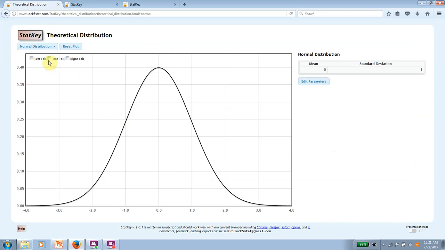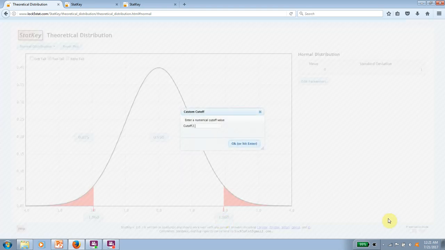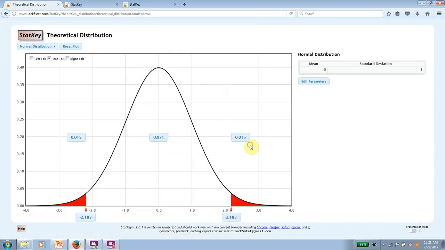So we had a two-sided alternative. We need 2 tail, and then 2.1828 was the test statistic. Since that's positive, that's going to be the cutoff on the right tail. So again, StatKey is going to round that to 3 places and the cutoff to 2.183. And it looks like what we're getting for a p-value is 0.03 when you add those 2 tails together.